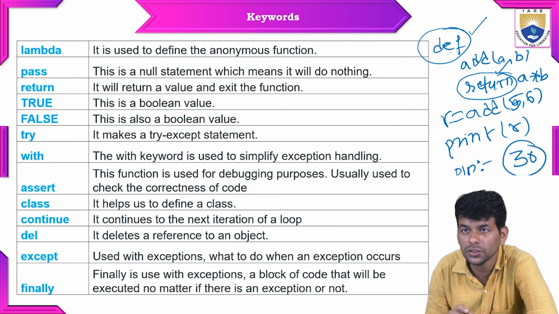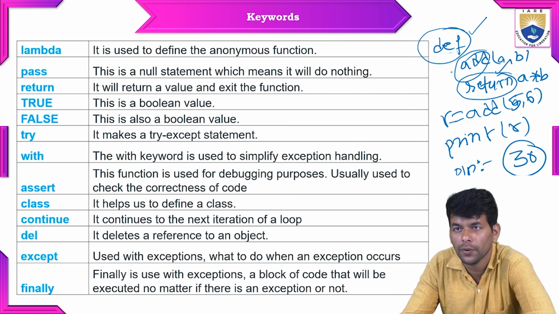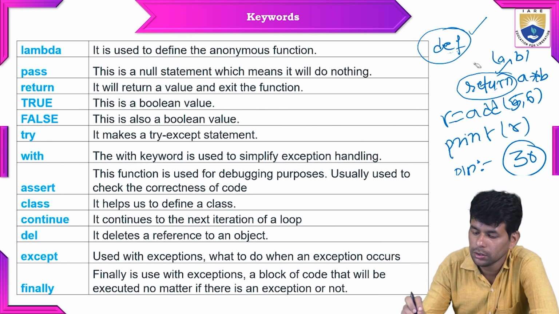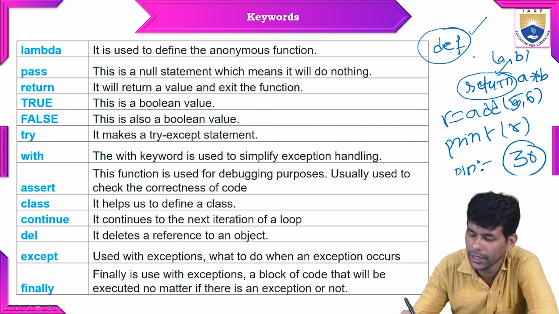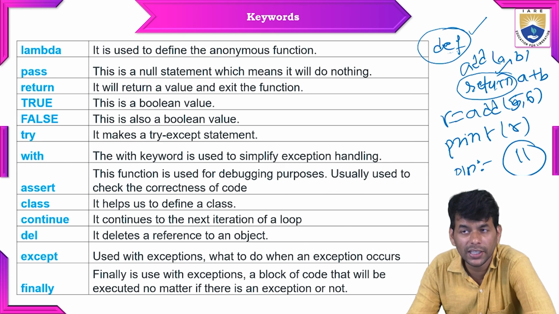Based on this def keyword, I have declared one function here. That function is called the addition function. In this addition function, I have taken the name add. When I take add, it means plus here, and the output will be printed as 11. If I take a multiplication function, then the output will be multiplication only. If I take addition, the output is addition only.